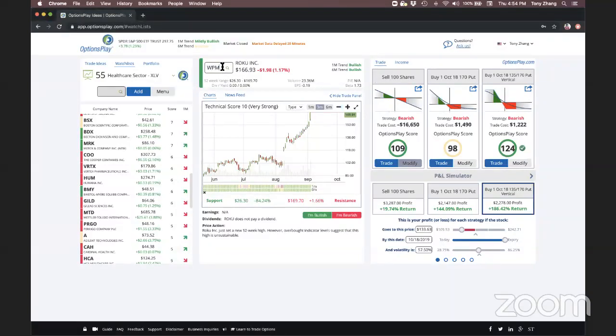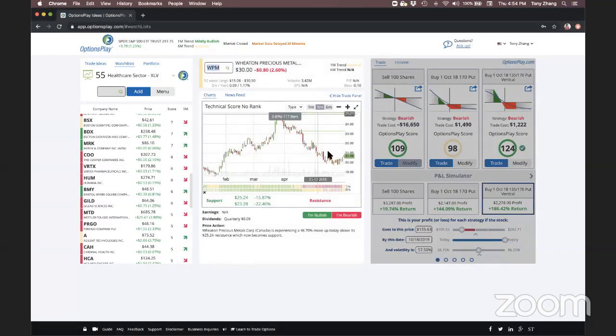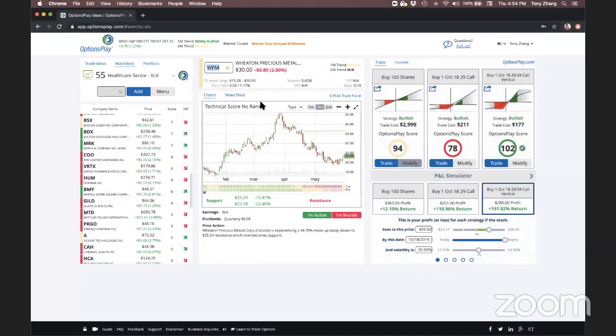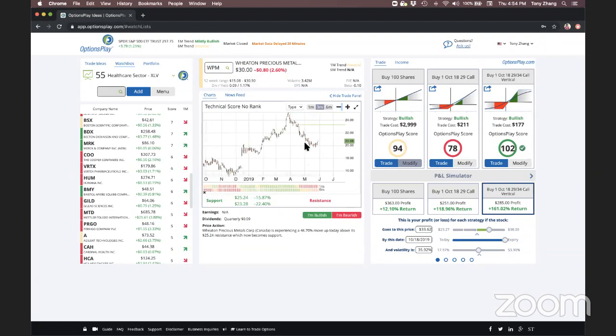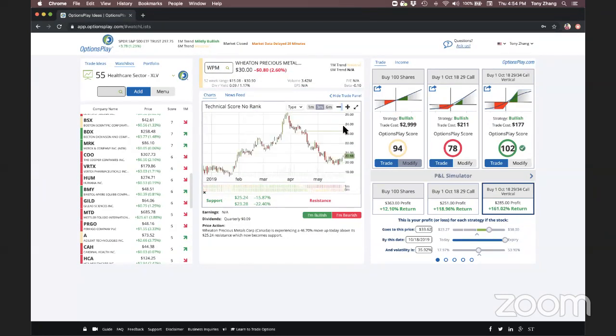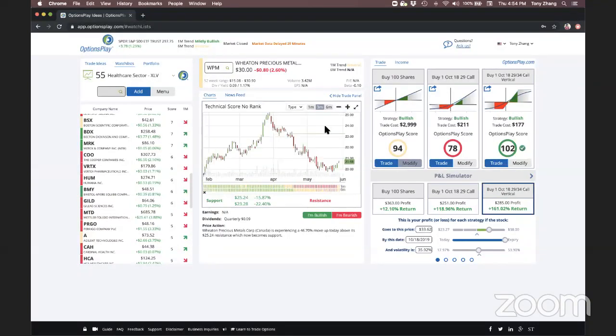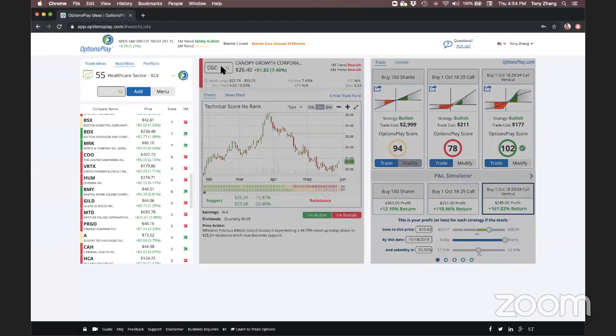Wayne is looking for WPM. This is a precious metal stock. We currently don't rank the stock because this is a relatively small cap name. But the stock has really pulled back lately. The 6-month trend is actually neutral here. Hard to say right now for this particular stock, but it does look like it's starting to bottom and turn around a little bit. But again, this is a small cap stock that we currently don't rank.